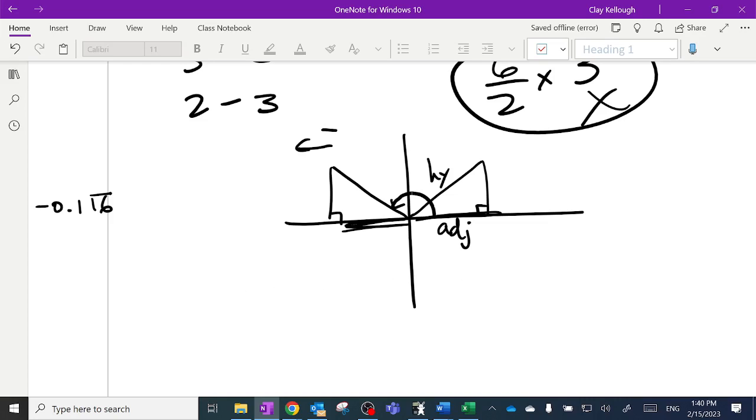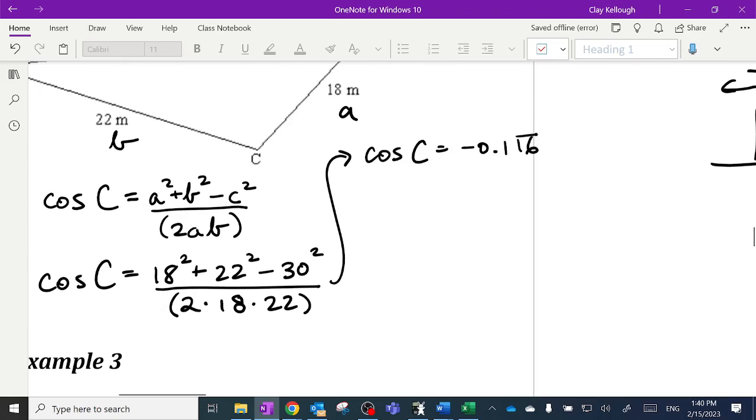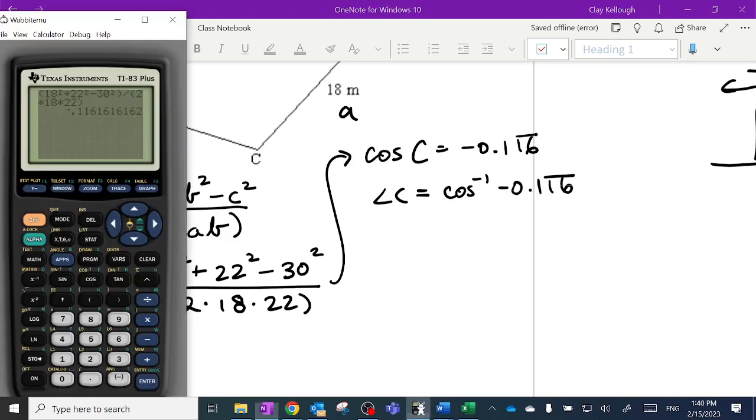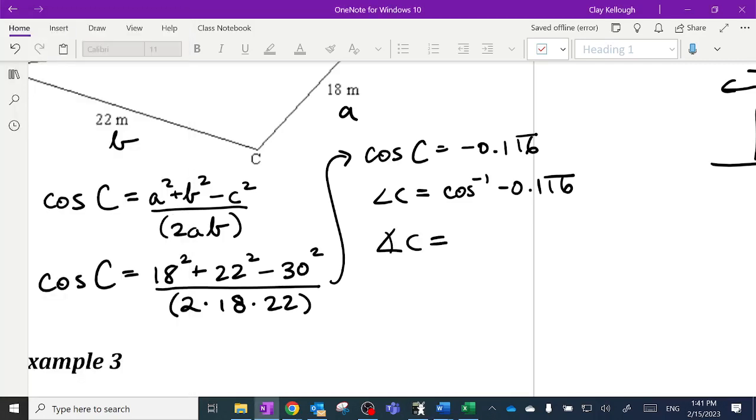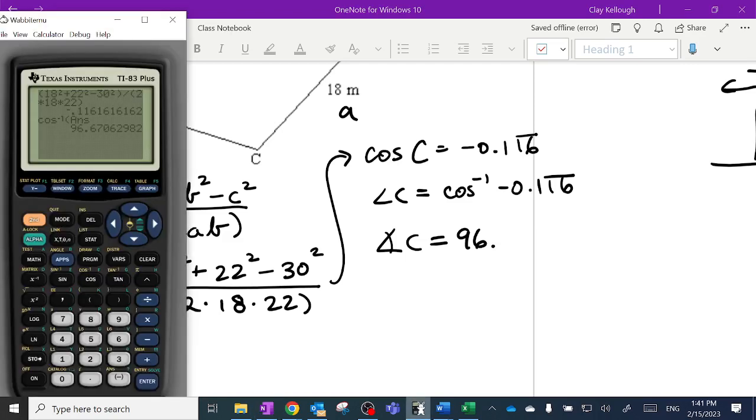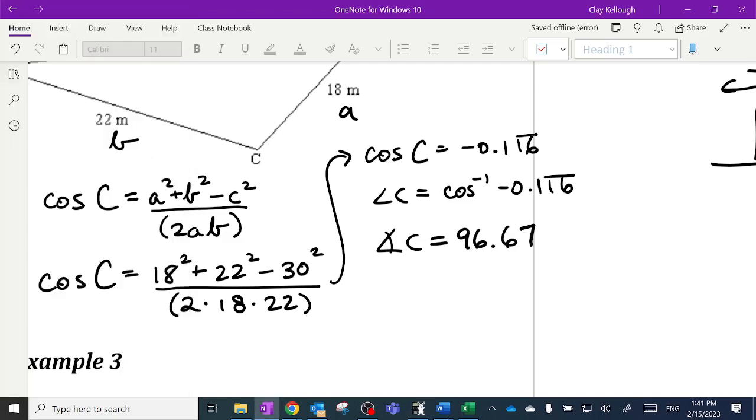So it's not unexpected that it should turn out negative. It actually tells me something. It tells me, oh, I'm going to get an obtuse angle here. Let's see if that's true. Angle C should be the inverse cos of negative 0.116 repeating. And again, I don't repunch that. I go inverse cosine of my answer. 96.67. That's bigger than 90. We were right. It's obtuse. What comes after the 7? A 0. So it's 96.70 degrees.